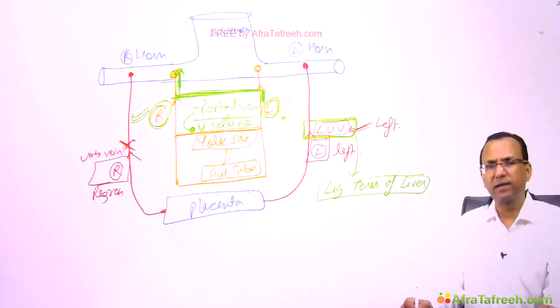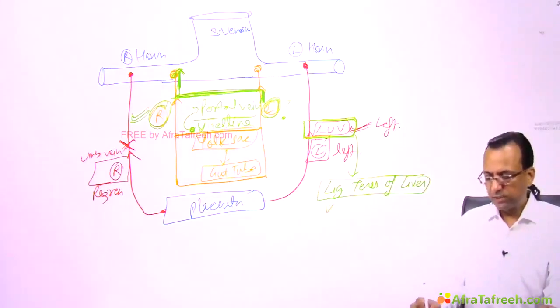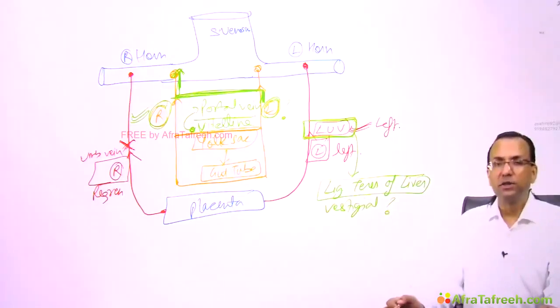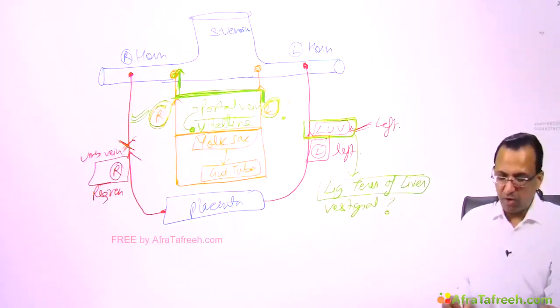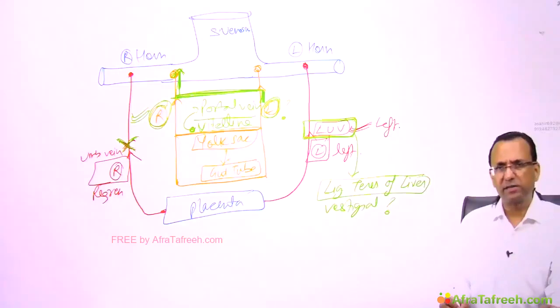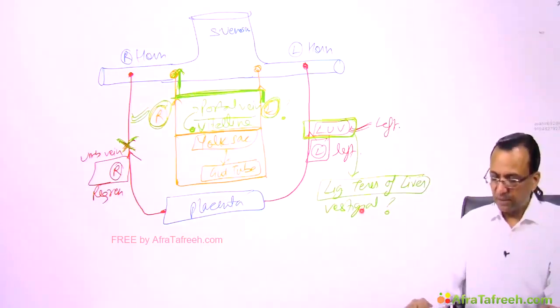Yes. Is it doing anything? No, it is just a vestigial structure. It is just a vestigial structure doing nothing at all. So right has already gone. Yes. And left is also vestigial in the adult. Yes, that is what. Okay.